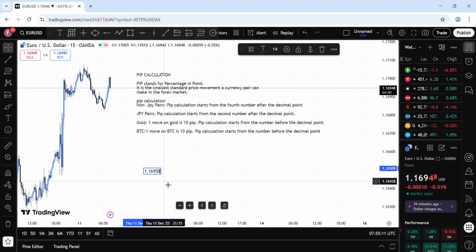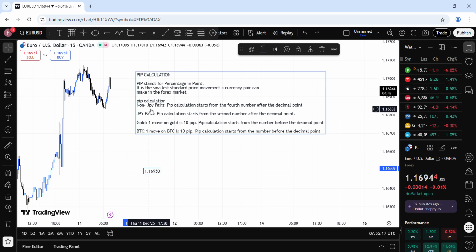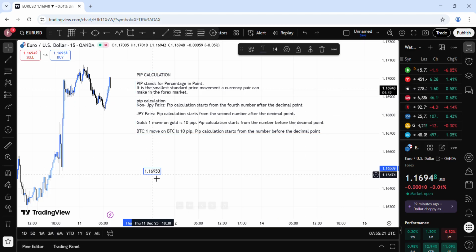And we say the market has moved. Okay, I want to explain something. They said pip calculation starts from the fourth number after the decimal point. And here we have how many numbers? We have 1, 2, 3, 4, 5. This last number, this 0, is called a pipette. We don't use it, so you just take it out. What we are left with is 1.1695. Do you understand me?